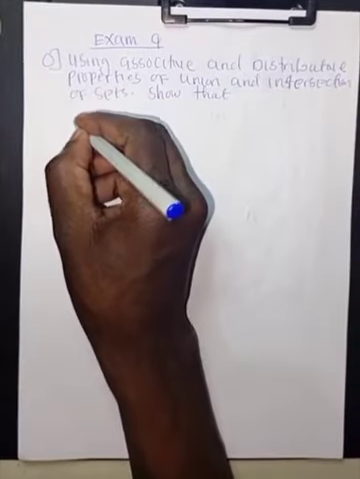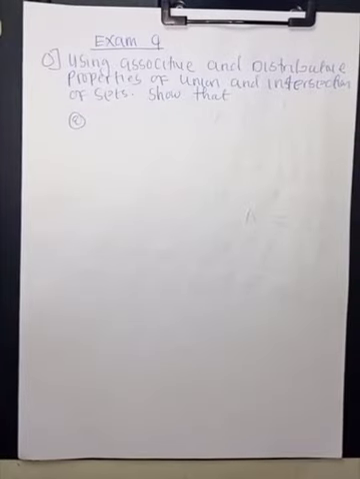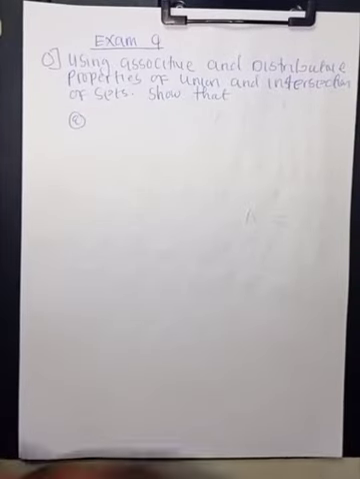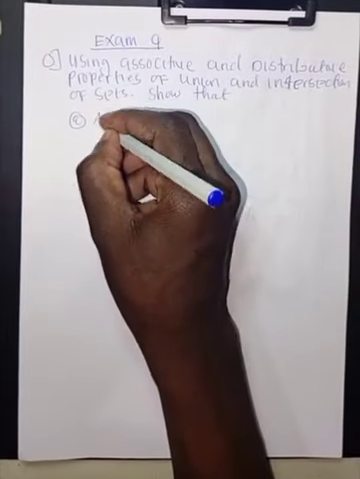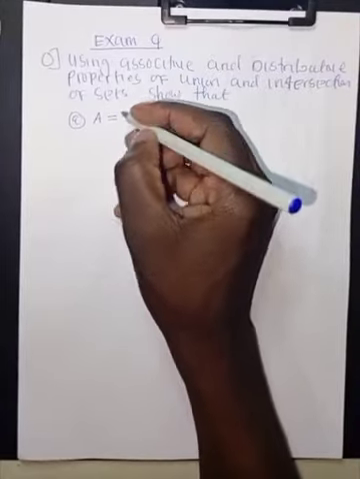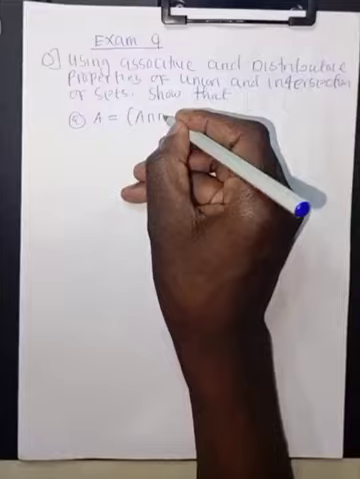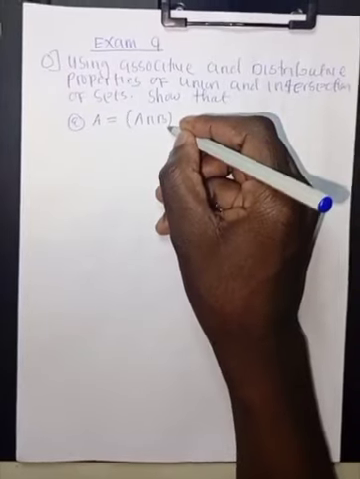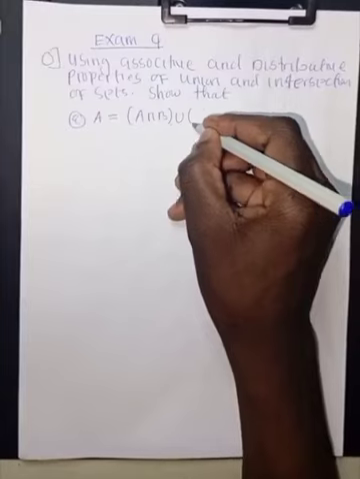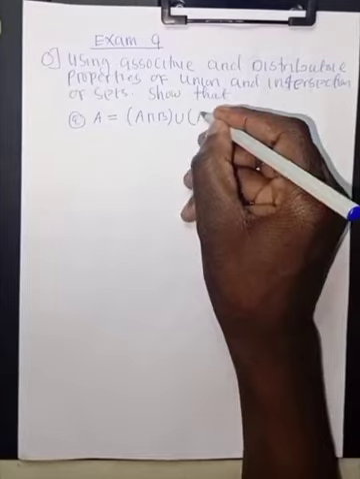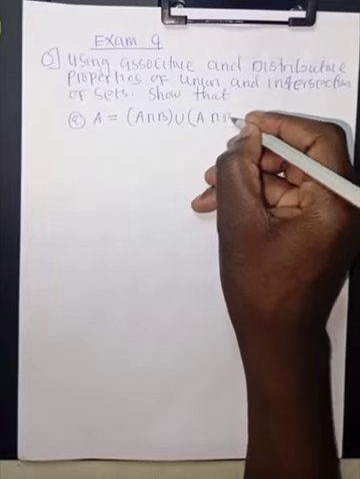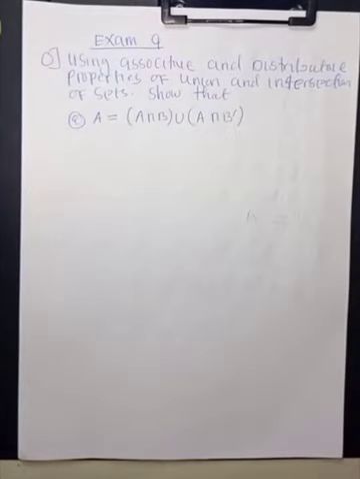So we are sure that our question one is that to be what? Show that A is equal to A intersection B, then union A intersection B complement. Yeah, so we do this one, then what's going to be our B?